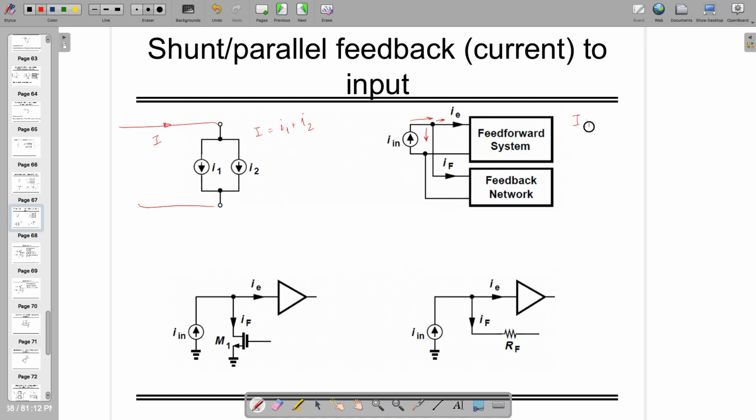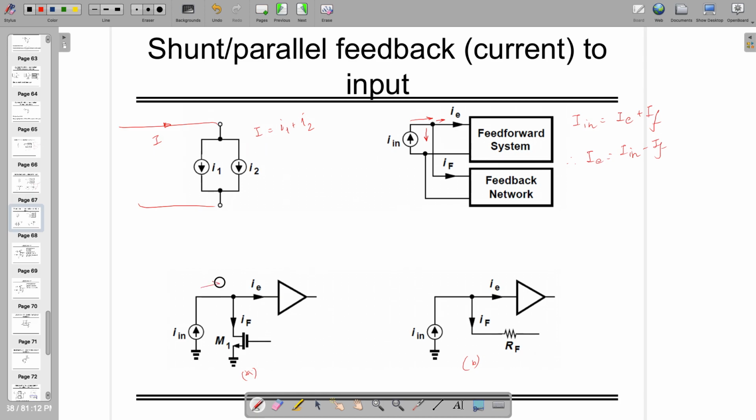I in has two parameters, IE plus IF. So therefore you can say that the error current IE is equal to I in minus IF, right? So this way you can implement a current at the current summing point at the input side, and some of the examples are given in A and B.